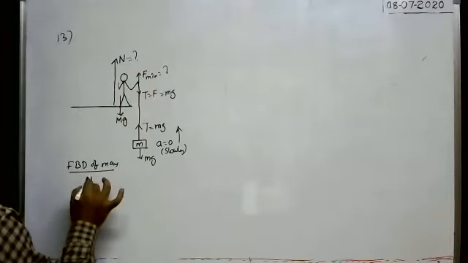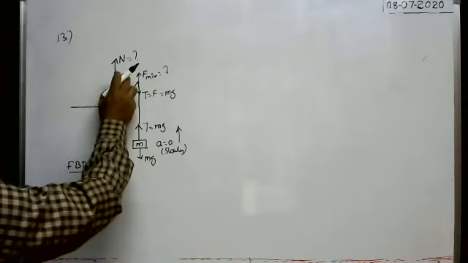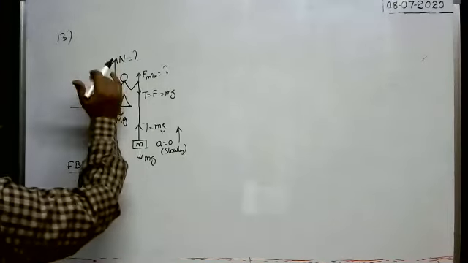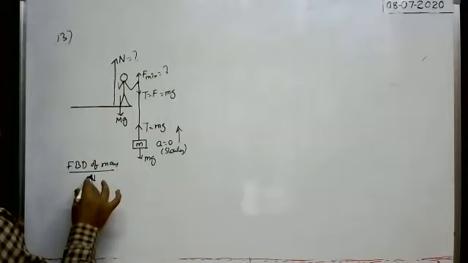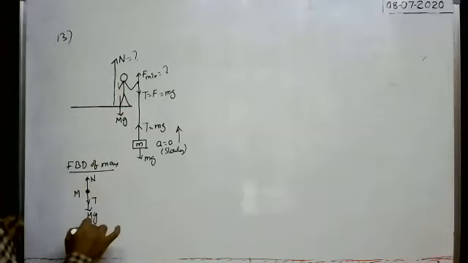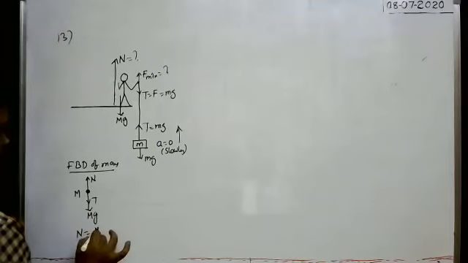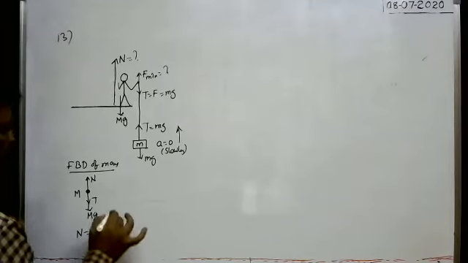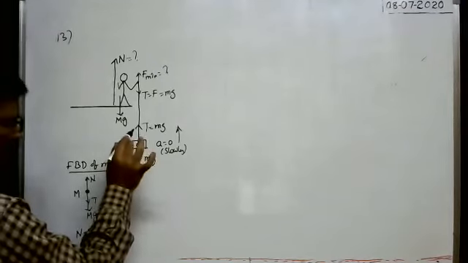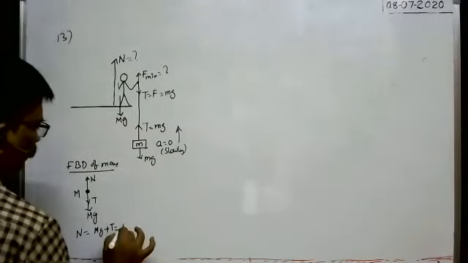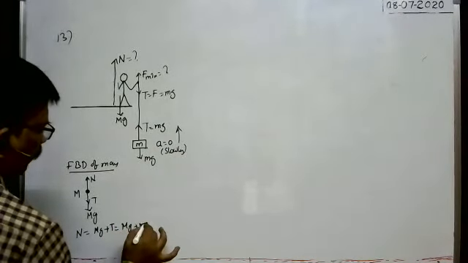So normal reaction upwards. Even then, the man is at rest on the floor only. That means N is equal to the sum of the downward forces. That means N is equal to mg plus T. But what is T in this case? What is T in this case? It means small mg, no? So mg plus small mg.